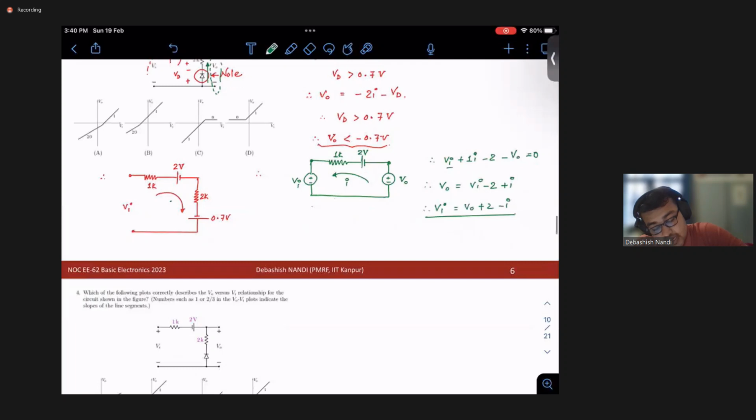right? Then we know the condition on V naught. V naught should be less than minus 0.7. So Vi should be less than 1.3 volt, right? Is it clear? V naught is less than minus 0.7 volt, then only my diode will be in forward bias. From this, can we say that Vi should be less than 1.3 volt for it to be forward biased?